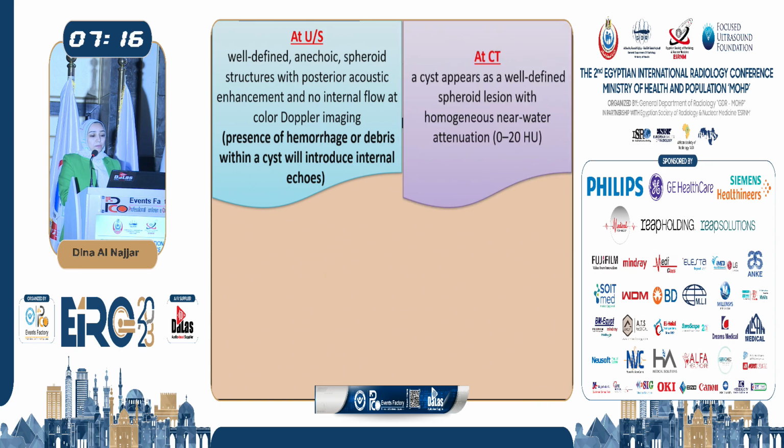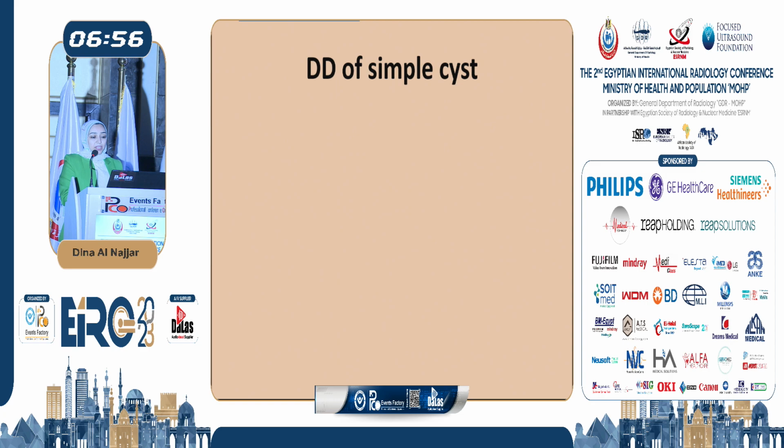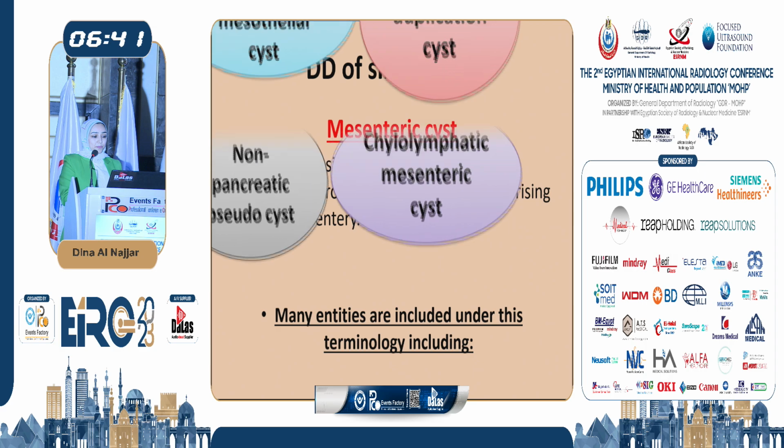On CT, it will be well defined, homogeneous, with near water attenuation from 0 to 20 Hounsfield units. On MRI, it will be of low signal on T1 and high signal on T2. Yet the presence of proteinaceous or hemorrhagic products in the cyst will decrease the T2 hyperintensity and increase the T1 signal intensity. Differential diagnosis of a simple cyst is the mesenteric cyst. But this is a term that simply describes the location and the gross appearance of any cyst arising in the mesentery. So many entities are included under this terminology.